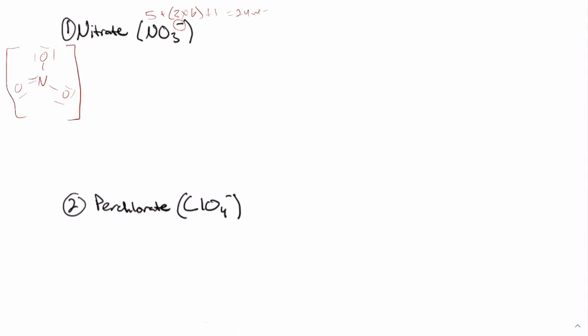So I need to bracket this guy. Whoops, let me fix that other bracket. I do need to bracket this guy, and I know it has a -1 charge. But remember, we need to assign formal charges here. Formal charge is going to be want minus have, okay?